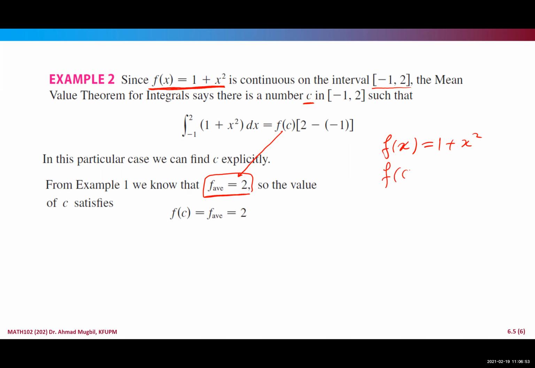So what is f of c? It will be 1 plus c squared. And we say that f of c is 2. So we will have 1 plus c squared equals 2, which means that c squared equals 1, which means that c equals positive or negative 1. So we have, in fact, instead of 1 c, we have 2 c's here.